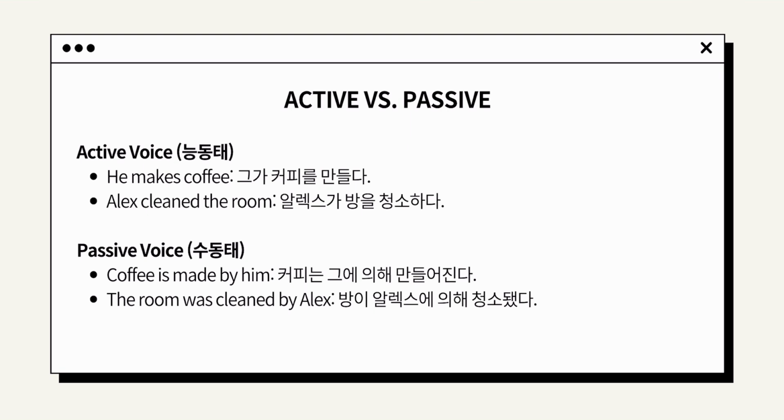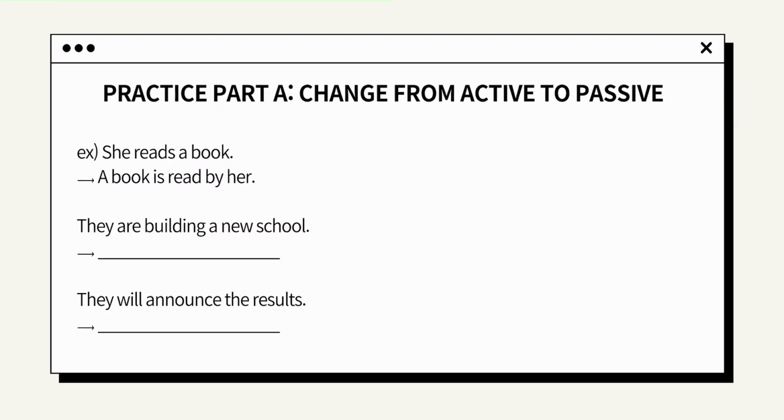And now we'll be having more practice. Practice part 8 is changing from active to passive. I'll be giving you time. I'll pause the video, and you can solve it. Now I hope you paused the video, and we'll resume with our lesson.